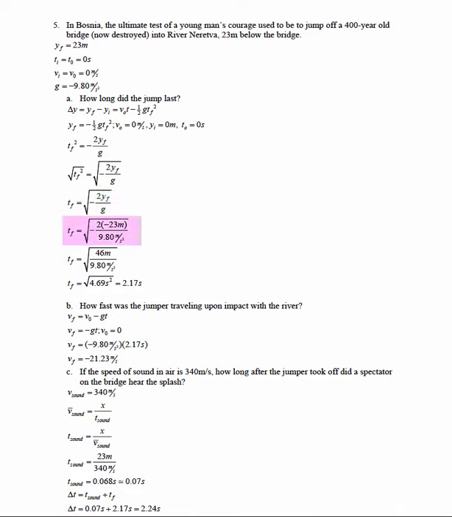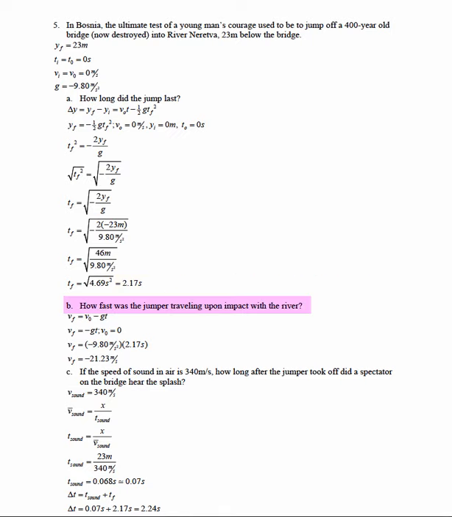Now we can start putting our values in. 2 times 23 meters, so there's our final 23 meters, divided by 9.8 meters per second squared. We end up with, when we divide 9.8 into 46, 4.96 seconds squared, because our meters cancel out, or a total time of 2.17 seconds. So that's the amount of time it takes for the diver to travel 23 meters.